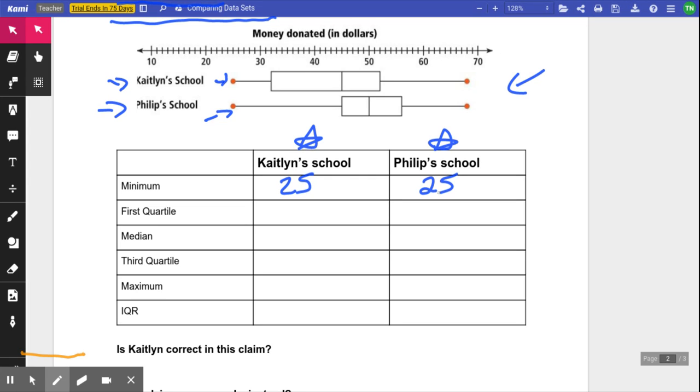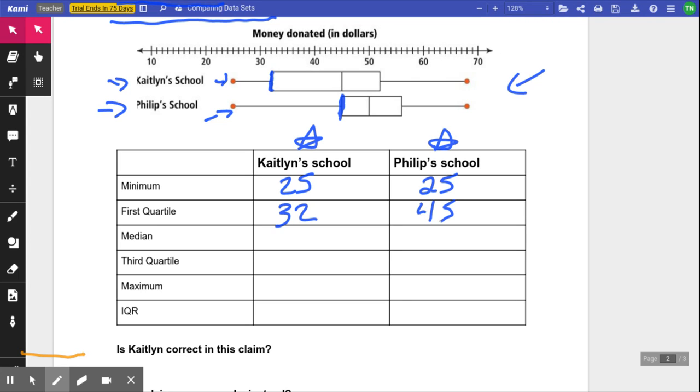Let's keep going. The first quartile, we know, is this space right here. We're going to look at Caitlin's school. If I look at the tick marks, that looks like it's at 30, 31, 32. So the first quartile is $32 at Caitlin's school. And at Phillips School, it's all the way up here, which looks like 41, 42, 43, 44, 45. It's nice that we have those tick marks.